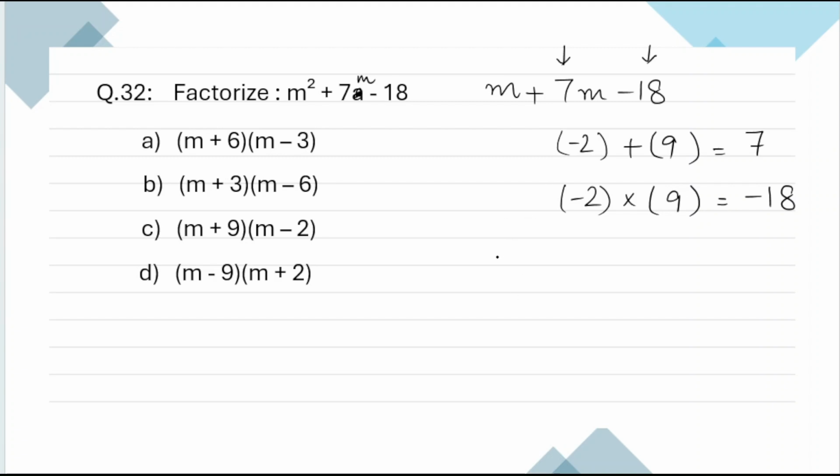So my factorization would be m, two brackets, m, which are my two integers, negative 2, so negative 2, and which one is my next integer, 9, positive 9, so plus 9. So (m minus 2)(m plus 9). So where are those two factors? Option C. So this is our correct answer.